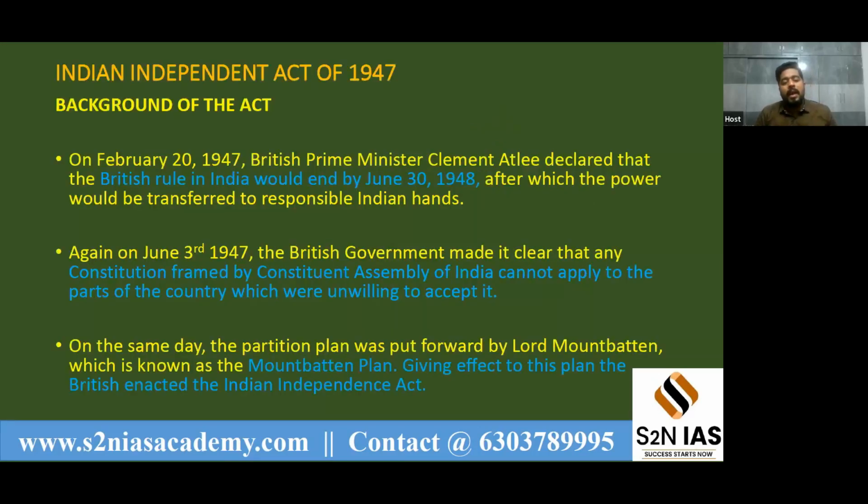Background of the Act: on February 20, 1947, British Prime Minister Clement Attlee declared that British rule in India would end by June 30, 1948. But we got independence more than one year in advance. The British were in a great hurry to leave India, because it had become impossible for them to organize India into a country.